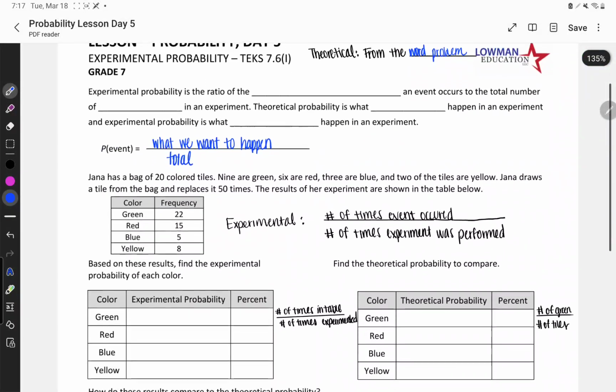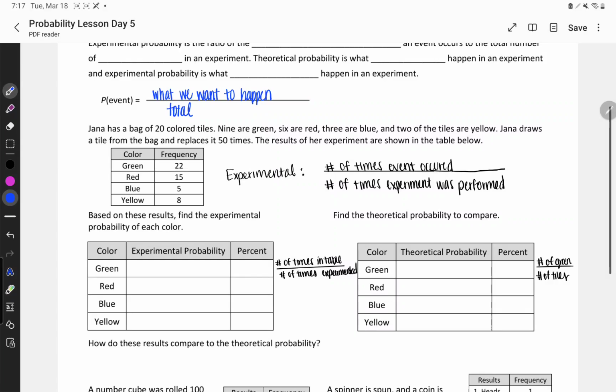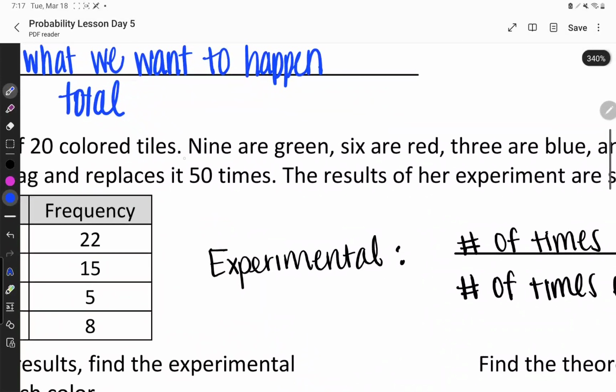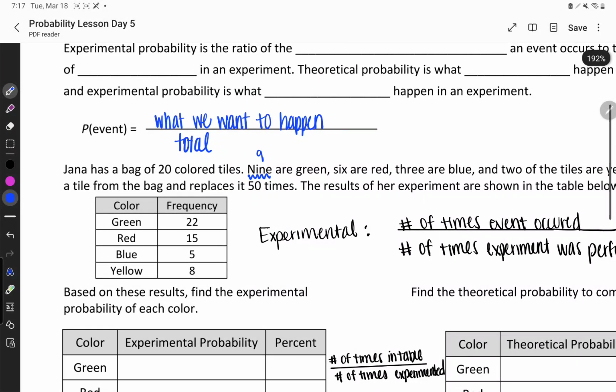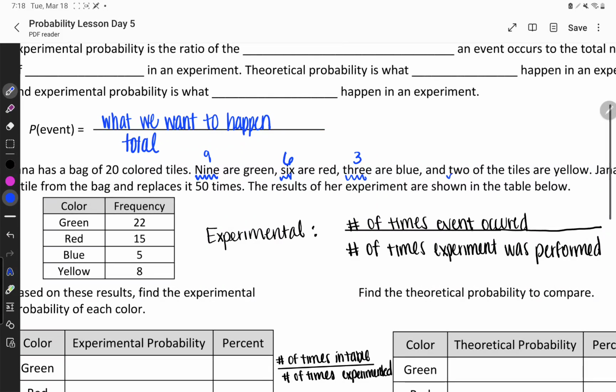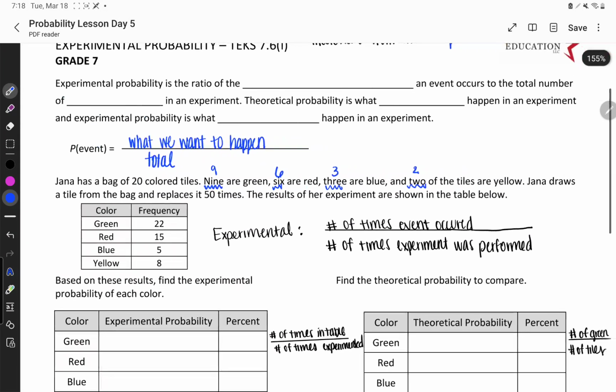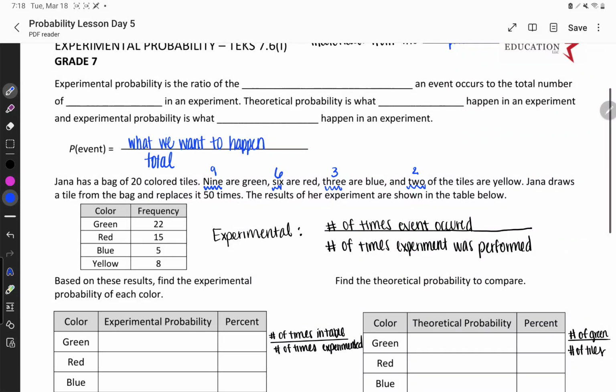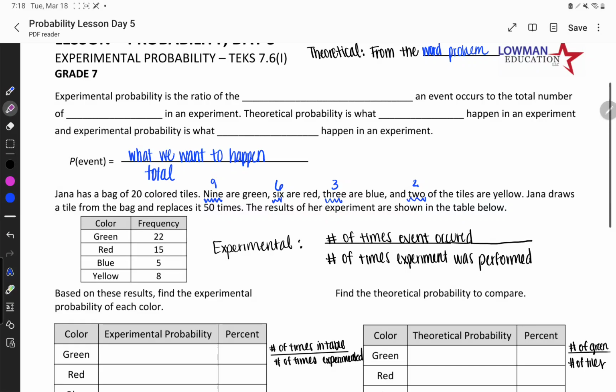Okay. So the first one says, Jana has a bag of 20 colored tiles. 9 are green. Since I see this 9 right here, I'm going to put a 9. 6 are red. Same thing here, I'm going to put a 6. 3 are blue, so I'm going to put a 3. And 2 are yellow, so I'm going to put a 2 there. Jana draws a tile from the bag and replaces it 50 times. So this right here is very important. This is her total.